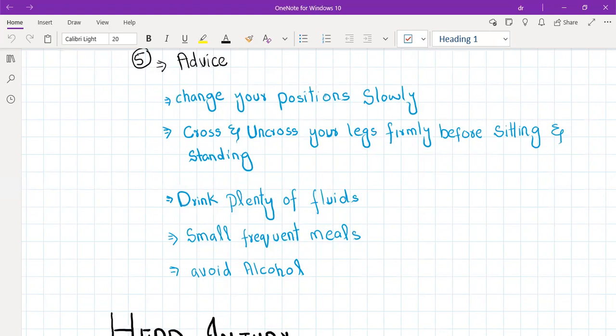Okay, so you are going to admit, you are going to review medication, order some routine investigations and an ECG, and give general advice. This is the management of postural hypotension. Okay, the next thing is head injury.